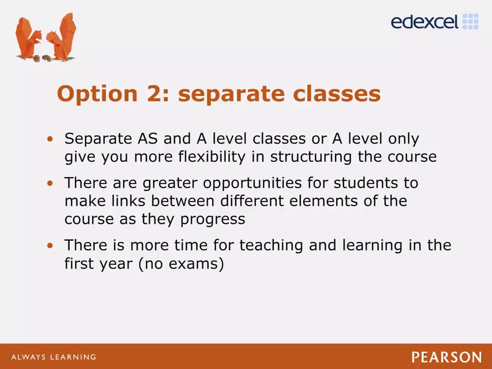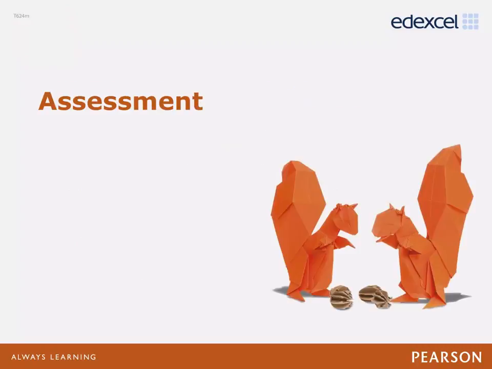Alternatively, you might decide to run separate AS and A-level classes. This would allow you to cover the themes and topics in whichever order you like. There is more information about co-teaching in our Getting Started guide, available on our website. We'll now look at the assessment model in more detail.